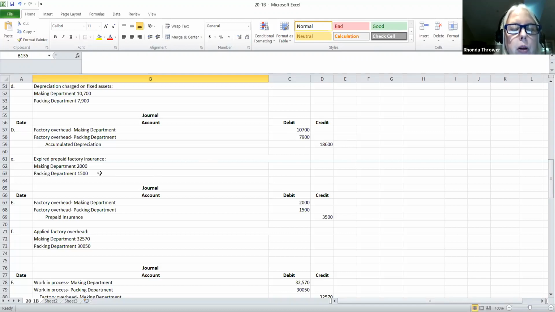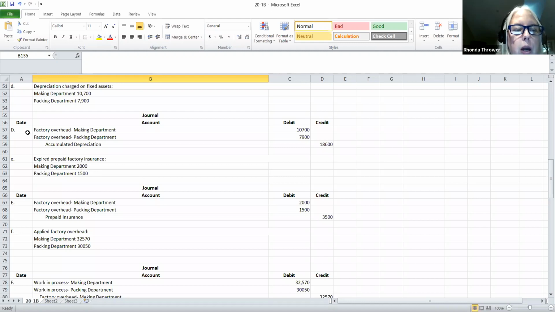In E, we had some expired prepaid factory insurance. So factory insurance, just like any other insurance account, has to be adjusted at the end of the time period. We're going to take out the part that we have used for the factory insurance. Part of the factory insurance went to the making department at $2,000. So factory insurance is a type of factory overhead account. You would debit factory overhead making department for $2,000.